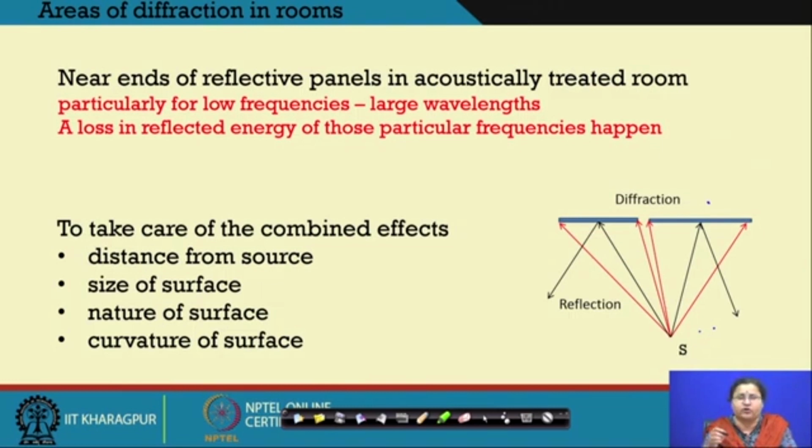To take care of the combined effect of reflection, diffusion and diffraction, we have to know the distance from the source to the receivers. We have to know the size of the surfaces, that is the reflecting surfaces or the diffusing surfaces. We have to know the nature of the surface, the size of the undulations, or in the case of diffused surfaces, the curvature of the surfaces. If we take care of all these aspects, then we can deal with sound properly within an acoustically well designed space.